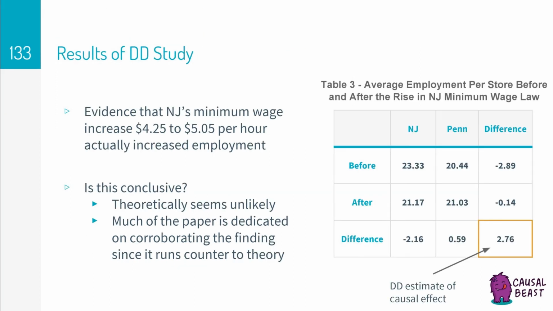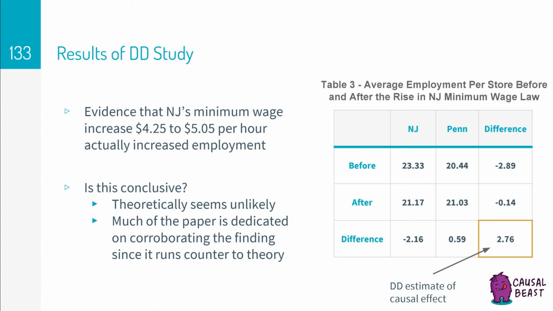This is the results from their study. The difference in differences calculation suggests that the increased minimum wage did not induce an increase in unemployment in New Jersey, as standard economic theory would suggest. FYI, the unit of measurement is full-time equivalents, a measure of how many full-time employees there were at the fast food restaurants. Keep in mind that the finding is controversial because it runs counter to economic theory.